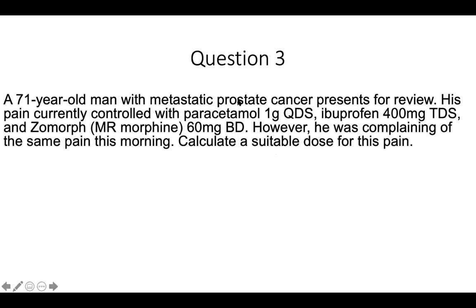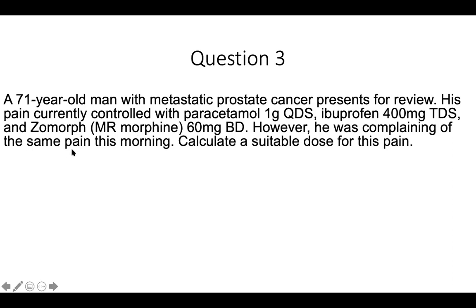So the only opioid he is on is the Zomorph. We don't care about the non-opioid medications when you calculate opioids. Just focus on the morphine. So this patient is on modified release morphine, 60 milligram twice daily. So the total daily dose is 120 milligram. Okay? This patient experienced a new pain. This is a breakthrough pain. You need to get a breakthrough dose to treat this pain.